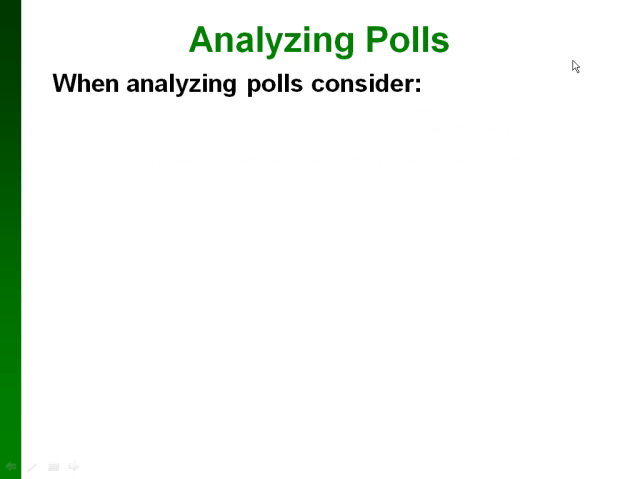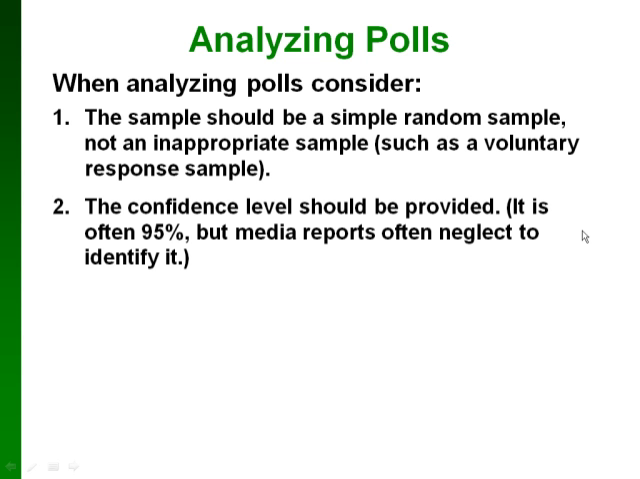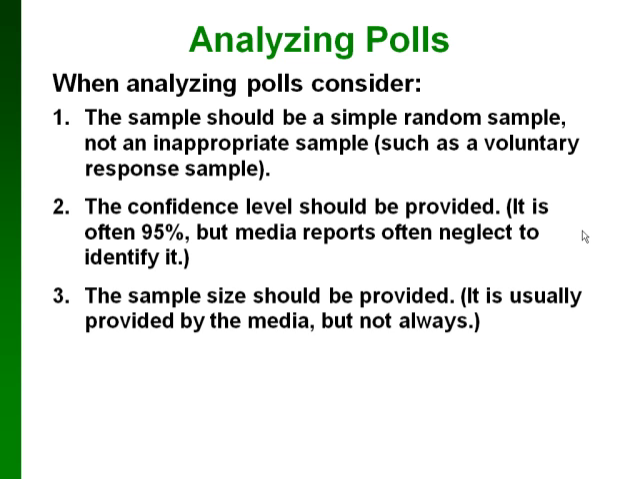Now if you're looking at a poll that's already been done and analyzing it, here are some things to consider. The sample should be a simple random sample, and not an inappropriate type of sample such as a voluntary response sample. The confidence level should be provided and the sample size should be provided.